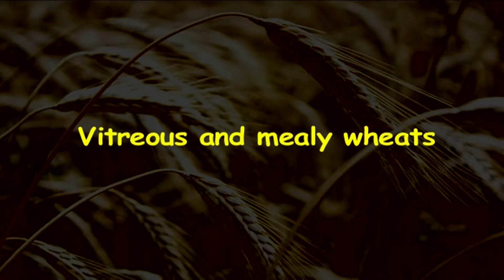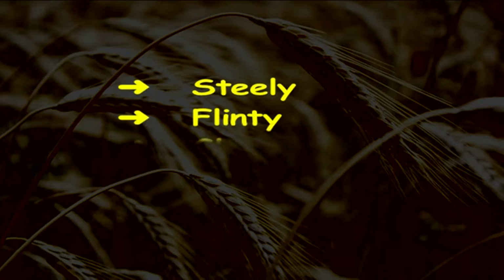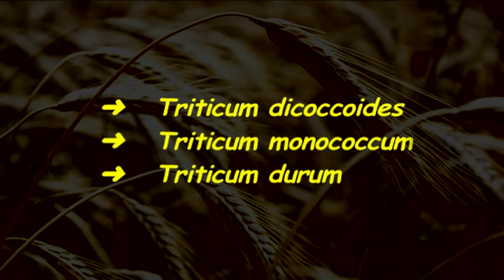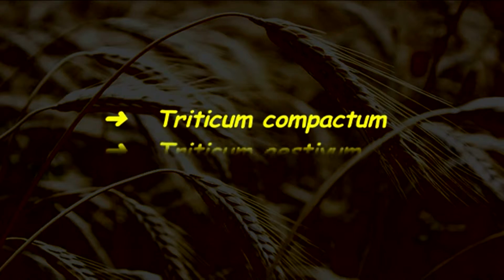Vitreous and mealy wheats. The endosperm texture may be vitreous, that is steely, flinty, glassy and horny, or mealy, that is starchy and chalky. The specific gravity of vitreous grains is generally higher than that of mealy grains. Thus, Triticum dicoccoides, Triticum monococcum and Triticum durum are species with vitreous kernels, whereas Triticum compactum and Triticum aestivum are mealy.